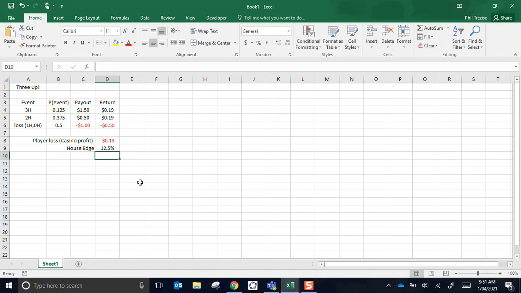I've done a theoretical calculation on a very simple game involving throwing 3 coins. In my next video, I'll start to build a simulation of this where we can use random numbers to actually run the game and see if our calculated or theoretical house edge matches experimental probability.